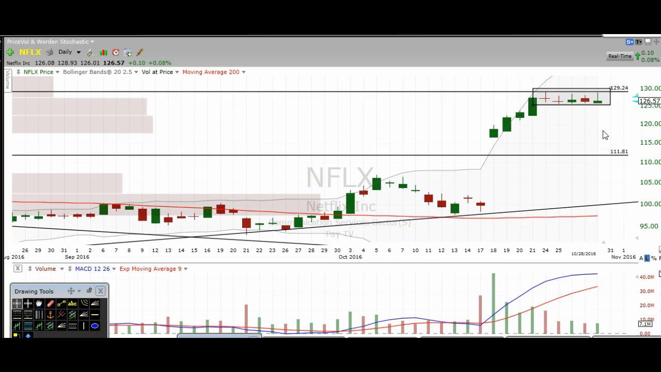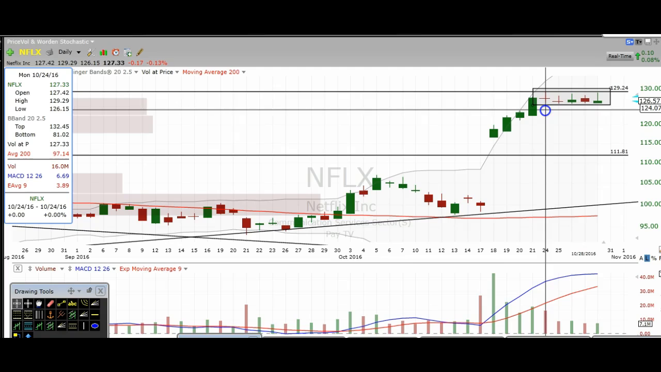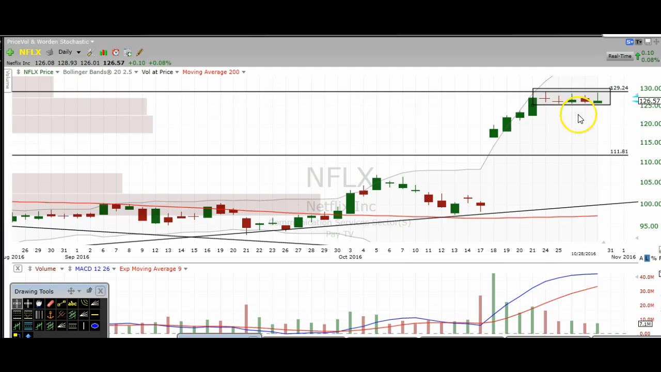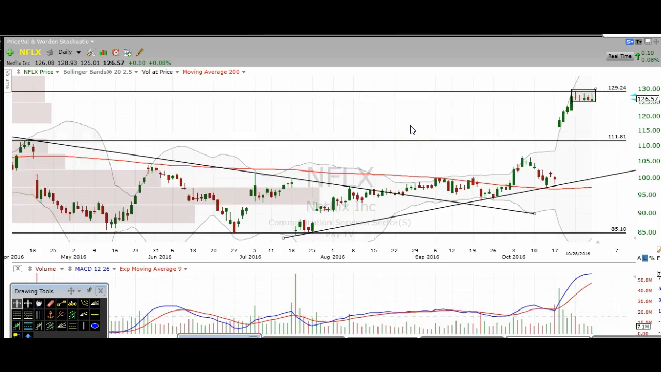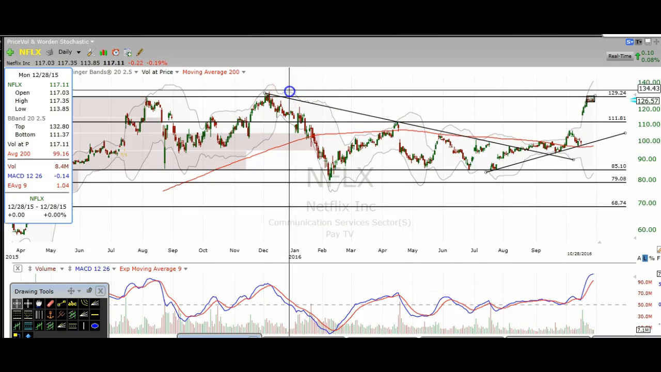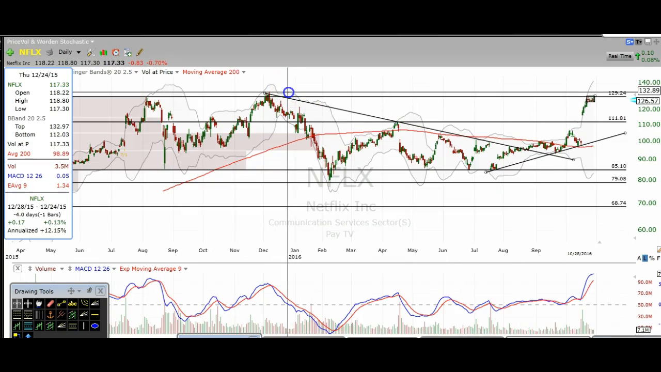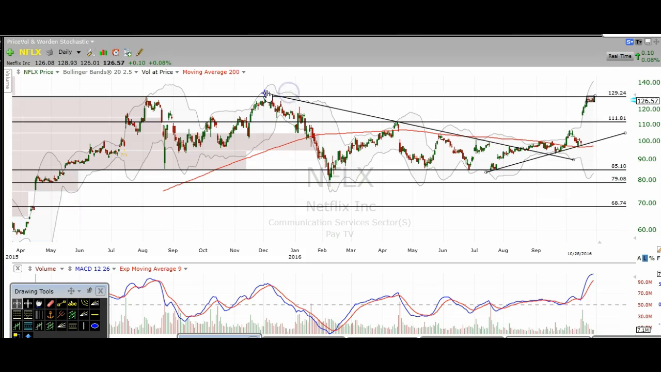On the upside, you want to look for a break over the highs of last week. So the highs of last week are 129.30. If we get a daily close over those levels, then we can head higher here. And if we head higher, just realize we have a little bit of resistance just above us at about 132, 133 from these previous all-time highs over here in the end of 2015.